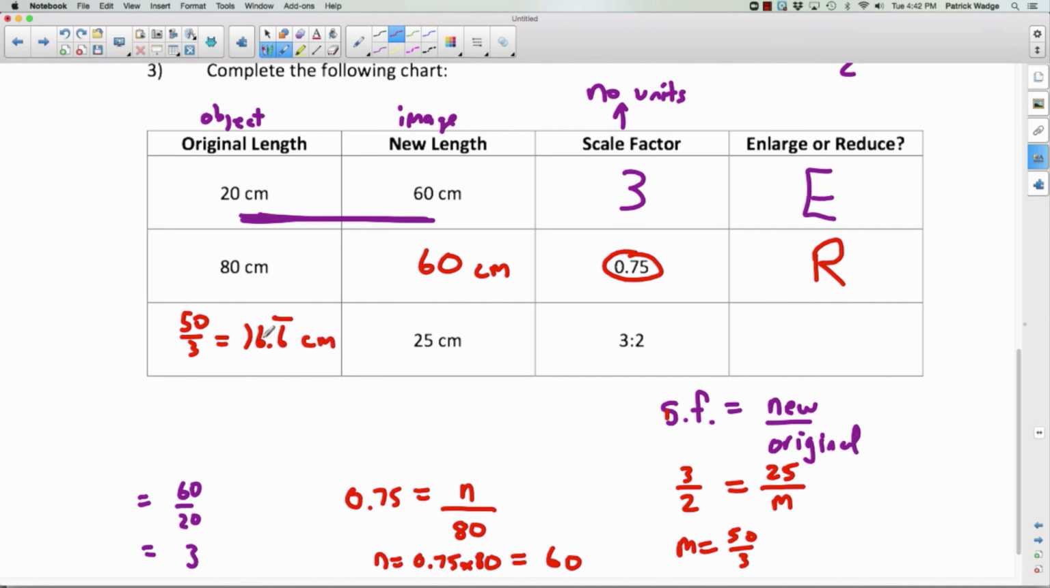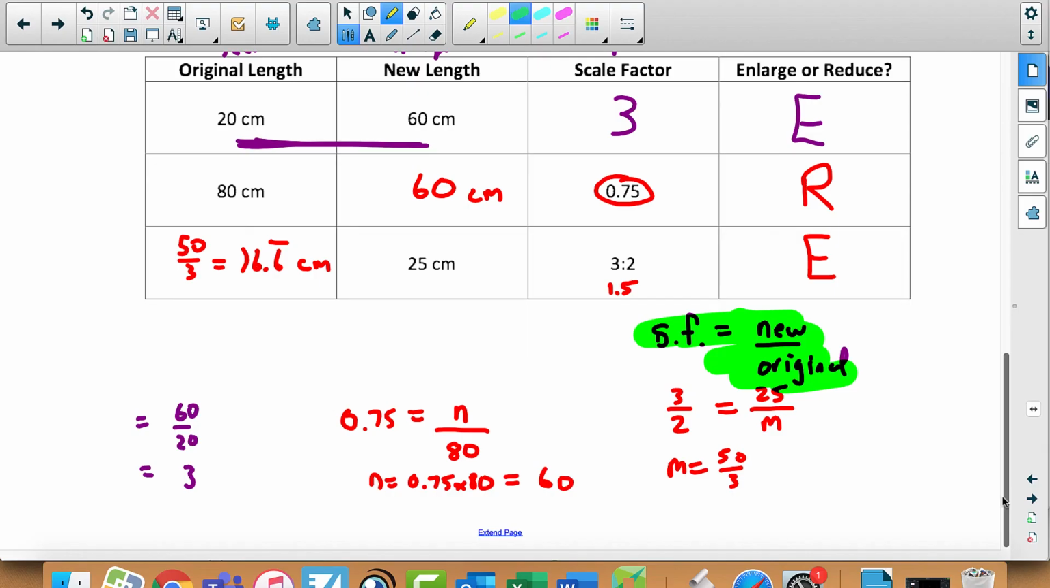Enlargement or reduction? Well, we went from 16.6 up to 25. Oh, it got bigger. That's an enlargement. Or look at this, 3 to 2. Remember I said you could divide and get 1.5? That's bigger than 1, so it's an enlargement. Okay, so the key today is this formula. Use that and you can't go wrong. Well, you can, but you're less likely to go wrong.